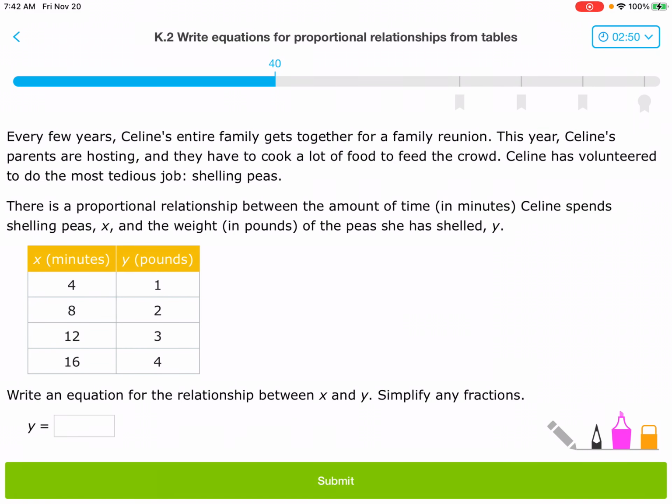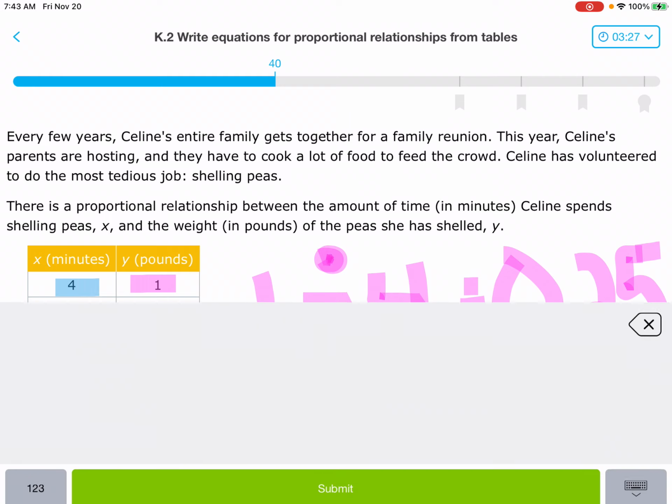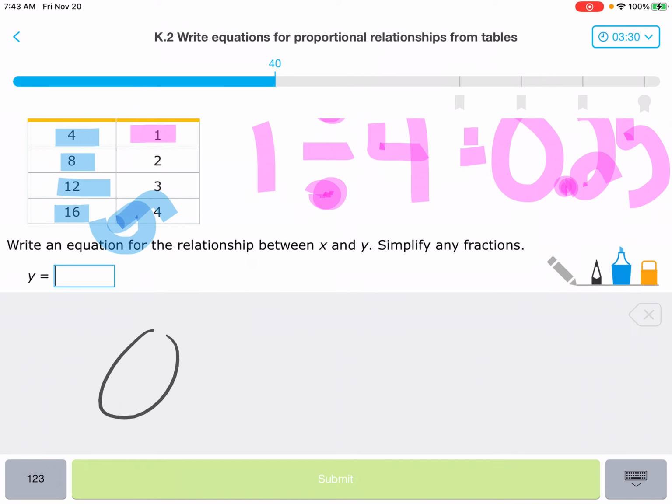Okay, this is what I was waiting for. I was waiting for a time when we got a fraction. So this time, when I take my y, which is 1, and I divide it by my x value, which is 4, I do not get a whole number. I get a decimal. I get 25 hundredths, or 0.25, which means I'm multiplying 4 times 0.25, 8 times 0.25, 12 times 0.25, and 16. And yes, this makes sense because all of my numbers are getting smaller in the output, or the y. So my equation is y equals 0.25x.